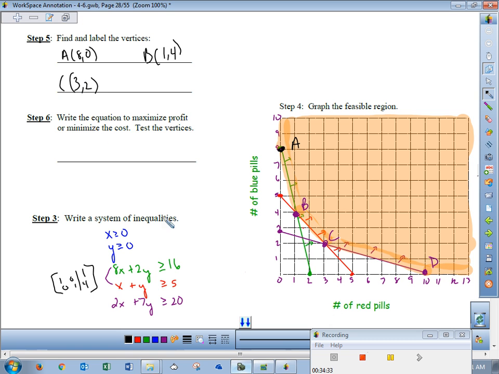So if it's a definite and you know it's there for sure, it's like, hey, I don't need to solve the system. But if you did, it's between the red guy and the purple guy, so you'd have to solve that system. And D is at 10, 0.